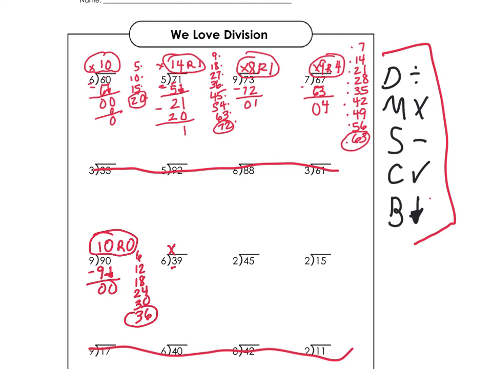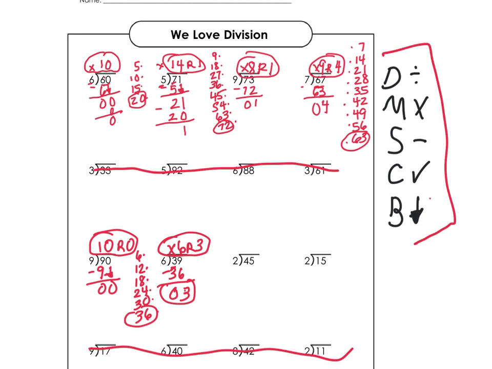And how many 6s was that? 1, 2, 3, 4, 5, 6. That's my number that goes on top. Then I subtract. I do my times. 6 times 6 is 36. And subtract. 9 take away 6 is 3. 3 take away 3 is 0. And 6, that is my remainder. 6 remainder 3. We're all out of numbers there.